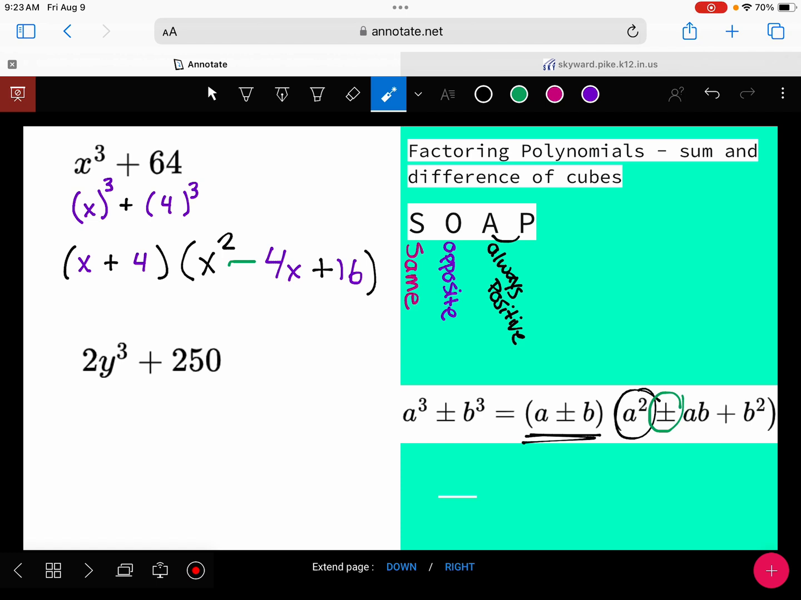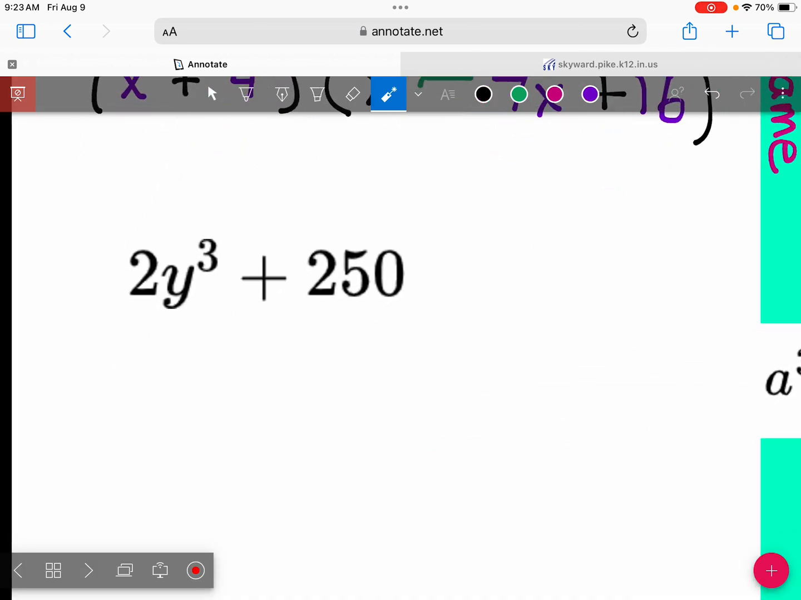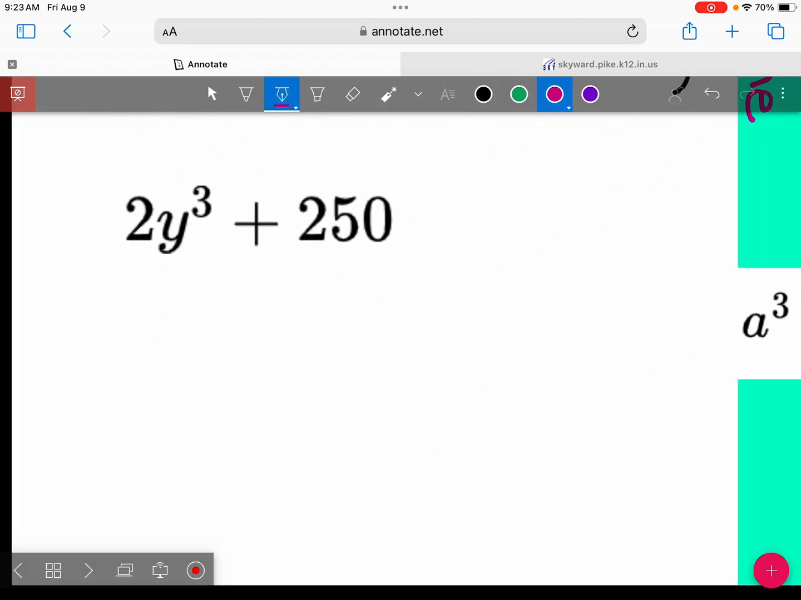Is 2 a perfect cube? No. Is 250 a perfect cube? No. Uh-oh. What do we notice, though? We've got a GCF of 2. So we can still have GCFs on these. We've got a GCF of 2, and that's going to leave me with y cubed plus 125. Are those both perfect cubes? Actually, yes.